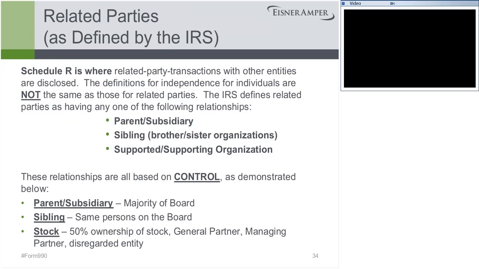Related parties. So I often get asked questions about what is a related party.